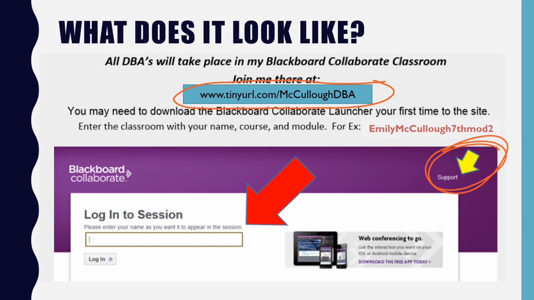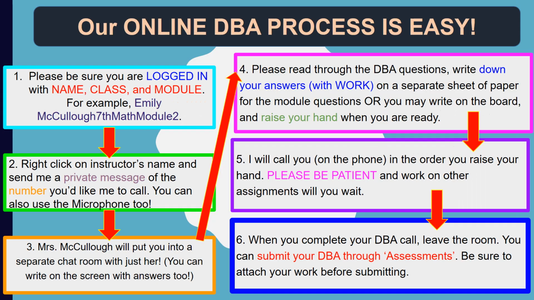But basically, you enter the class with your name, course, and module. And the reason we do this is that way when you enter, for instance, if this was me entering, right away it would tell me that I am in 7th grade, and then I want to do my Module 2 DBA. So it's just a quicker way for me to get those questions to you. So right here in this box, you would write your name, your grade, and then whatever module you want to complete.